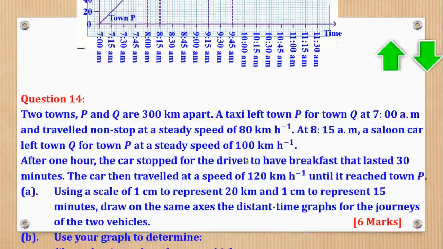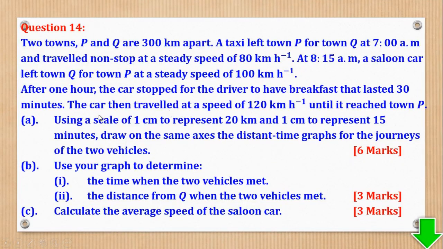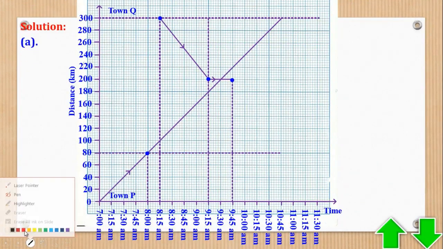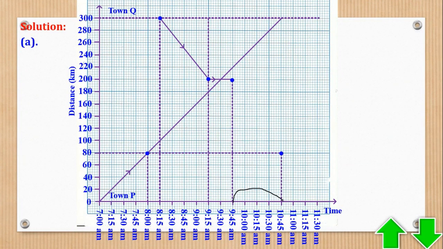Then let's go to the next information. Next information says, the car then traveled at a speed of 120 kilometers per hour until it reached town P. So 120. So we are going to come and look for another 1 hour. So from 9:45, the next 1 hour will be 10:45. And they said they moved for 120 kilometers.